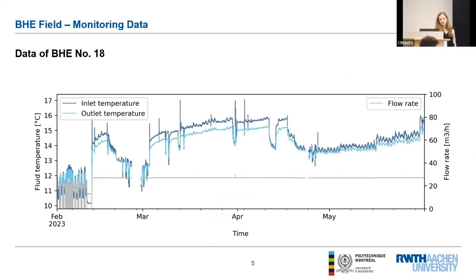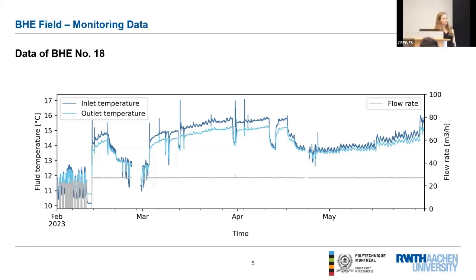And as an example to show you how the data looks like, here we can see the data of borehole number 18. It's from the beginning of this year, from February until the end of May. And in blue, we have the inflow temperature and the outflow temperature corresponding to the left axis. And in gray, we see the flow rate of the borehole corresponding to the right axis on this plot.